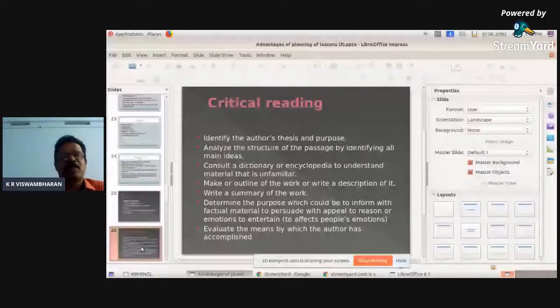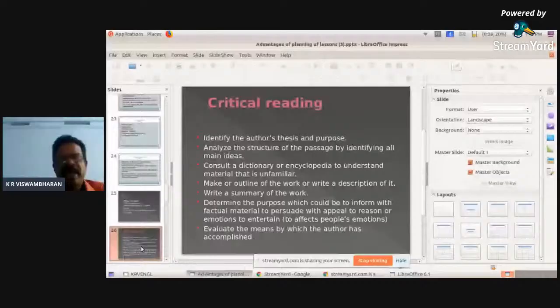Author's perspective. So when we think about critical reading, first of all, we should identify what is the author's thesis and purpose. This is the very important thing. What is his perspective? And we analyze the structure of the passage by identifying all the main ideas. Major ideas will be there, and elaborations of each idea will be there, and we must analyze the structure of the passage, identifying the main ideas.